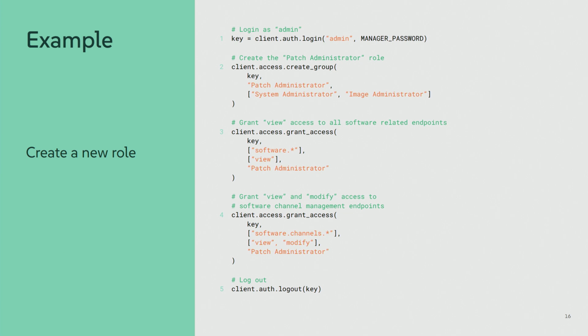And in the fourth step, I'm going to add even more permissions. But this time, these new namespaces are going to be view and modify. And if you take a careful look at the namespace here, it's software.channels.asterisk. Actually, the third step would cover software.channels as well. But the third step is just for view. So for the software.channels subtree, I want both view and modify access. And with that, when I'm finished managing the rules for access, I'm done with the new group. And then at step 5, I just log out.